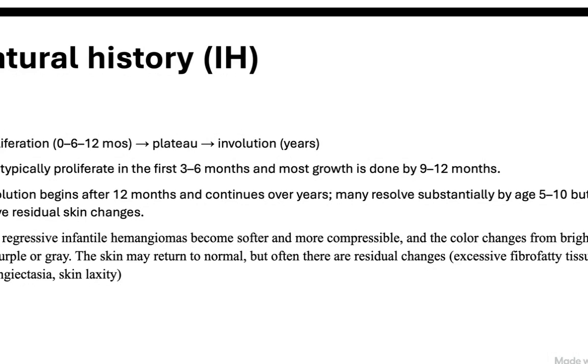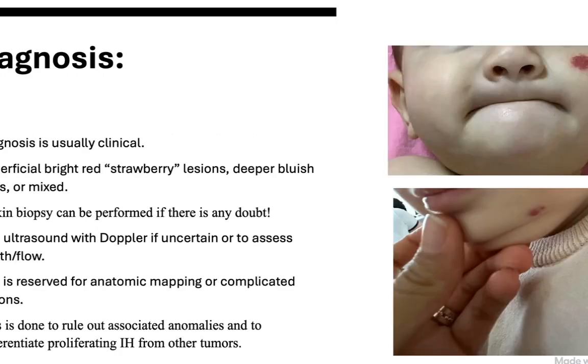So how do you know that the hemangioma is undergoing the regression phase? When they become softer and more compressible, and the color changes from bright red to purple or gray. The skin may return to normal, but often there are residual changes like excessive fibrofatty tissue, telangiectasia, and skin laxity.